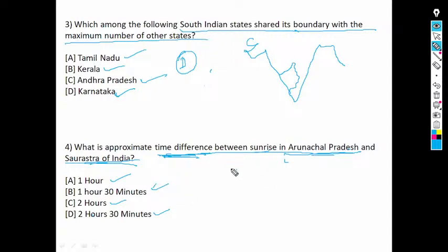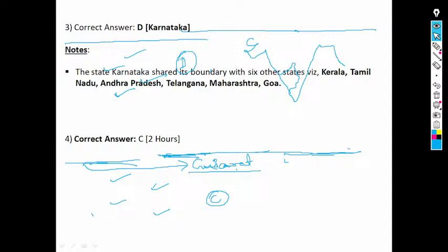Saurashtra is a place in Gujarat. The difference is approximately 2 hours. It is C. 2 hours is the right answer. Let's see the discussions now.